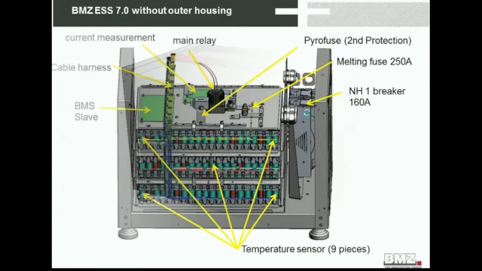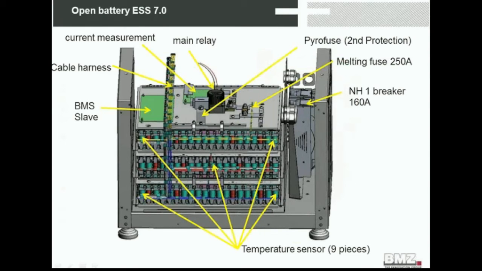When I open the inner housing, you see the cells, 3 levels of cells. You see the battery management system. You see the cable harness. These cables measure the information at the cells and provide that information to the battery management system. You see here the current measurement. Here you can see the pyrofuse. This is the secondary protection cutting device. You see the main relay, military standard approved, a very good relay.